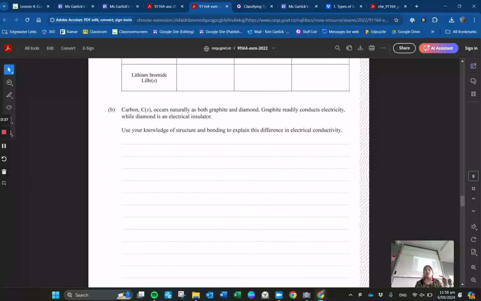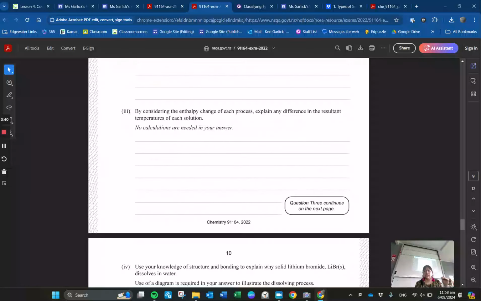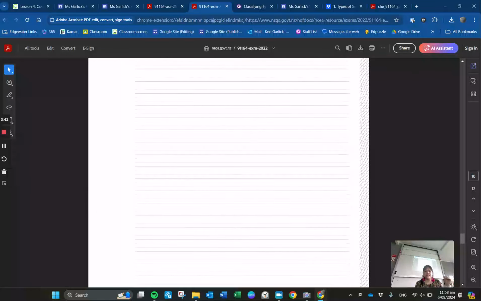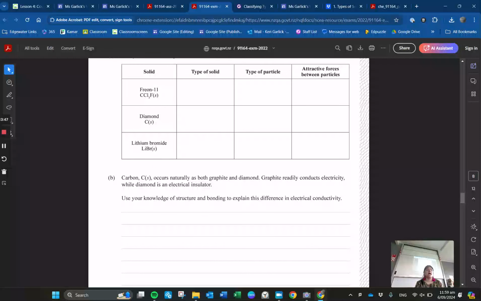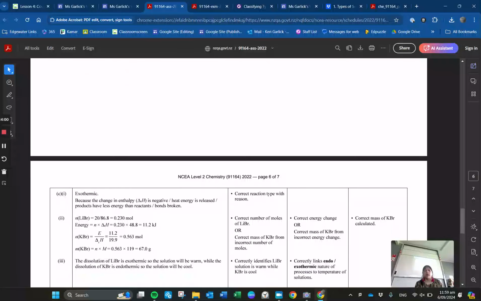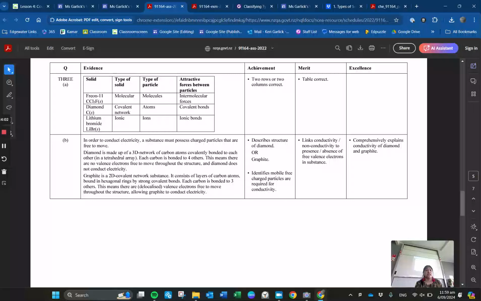And if you go read further on, it should say something that gives you a hint that it is somewhere along those lines. Anyway, this one here is talking about diamond. Both graphite and diamond are found naturally. Graphite conducts electricity, while diamond is an electrical insulator. Use your knowledge to explain this. So that was exactly what I was just talking about. And again, that one goes up. So achieved is just stating things. Merit is linking them together. Excellence is actually full comprehension. Make sure you're talking about the substance that they've actually provided you. And that's all that question's looking like.